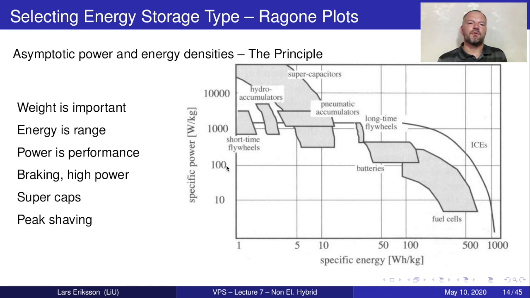And if we want to regenerate braking power, we need to have very high power recovery. And also if we want to do an acceleration, we also need to extract a lot of energy per time unit. So we need a lot of power to do the acceleration. And supercapacitors are good for delivering that. And they can also be used for peak shaving, that we can take power peaks and place the energy in the power peaks in the supercapacitors and then move them to other devices like batteries.